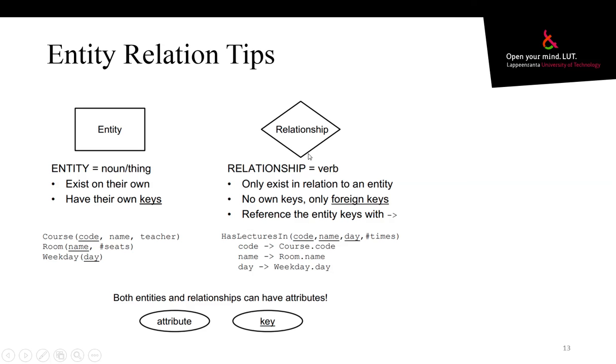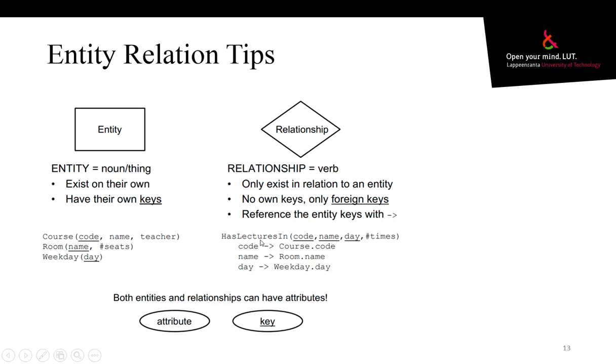And a relationship, represented in this diamond sign, is usually a verb, and it can only exist in a relationship in relation to an entity. It doesn't have its own keys. It's always referencing other keys, usually known as a foreign key.